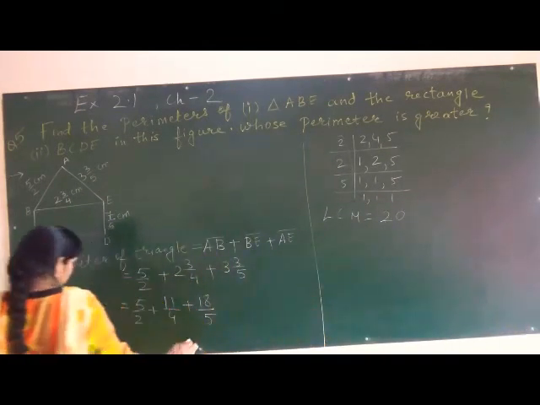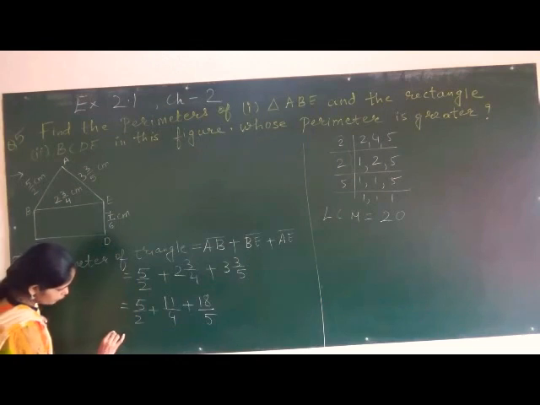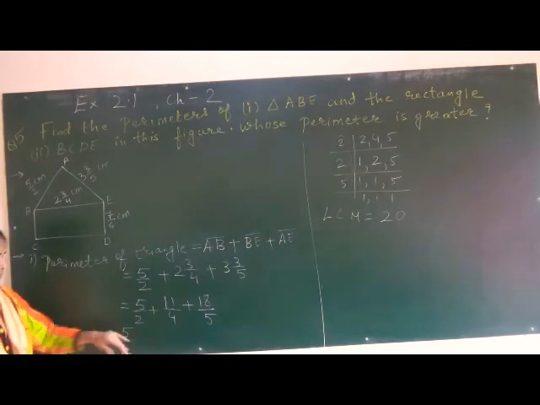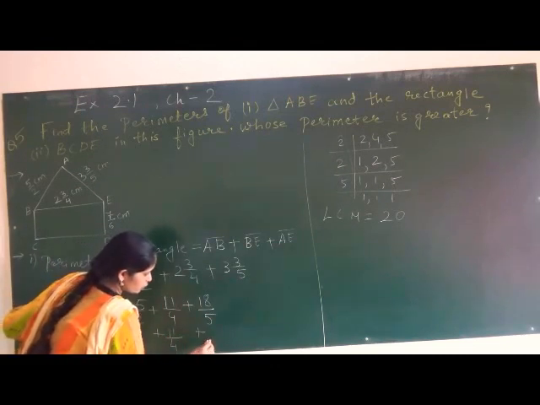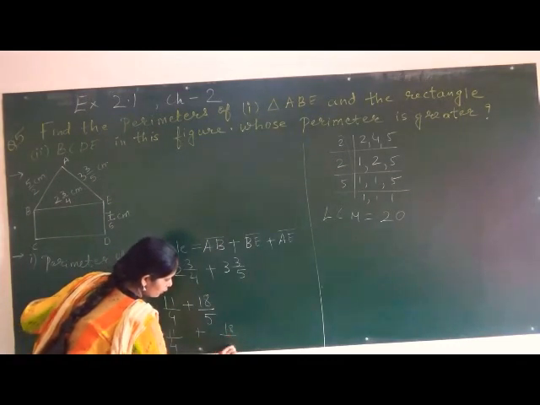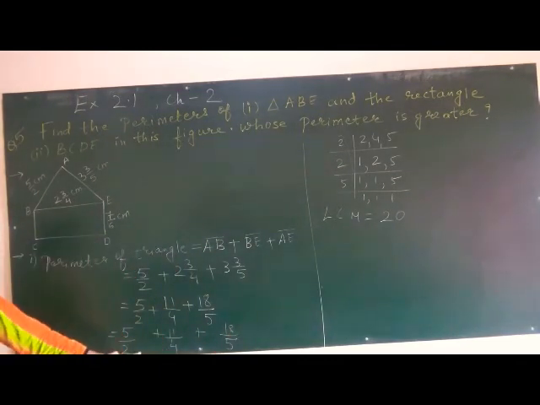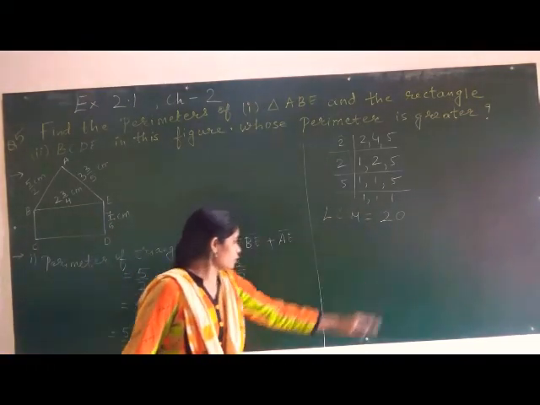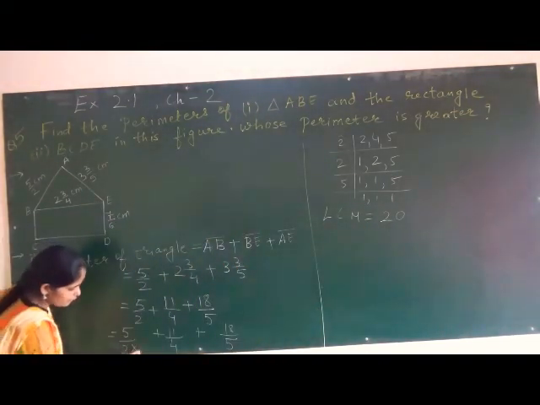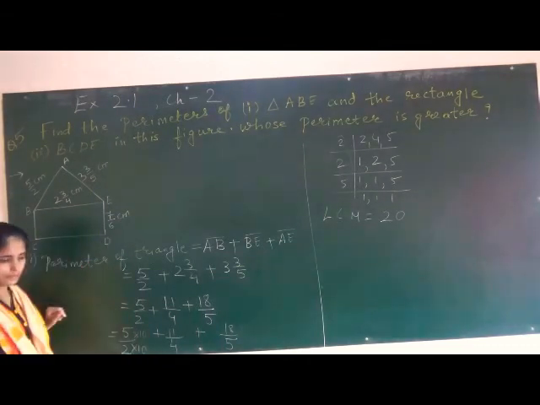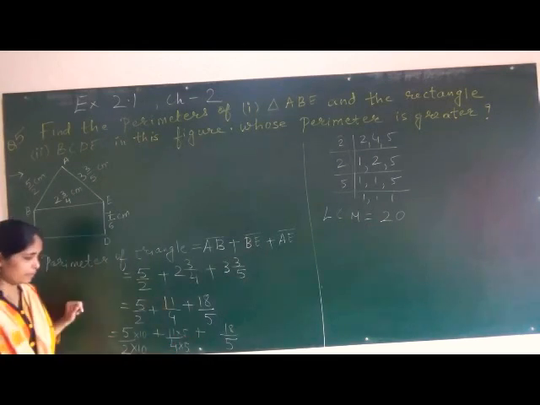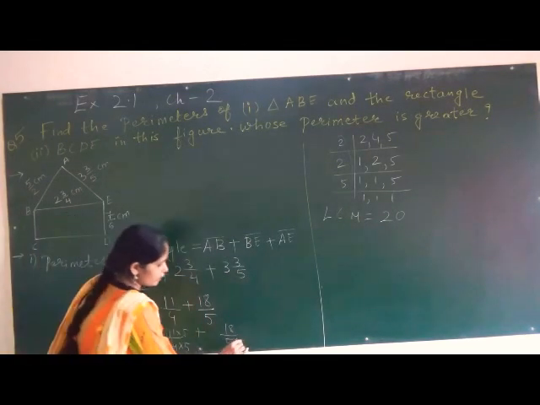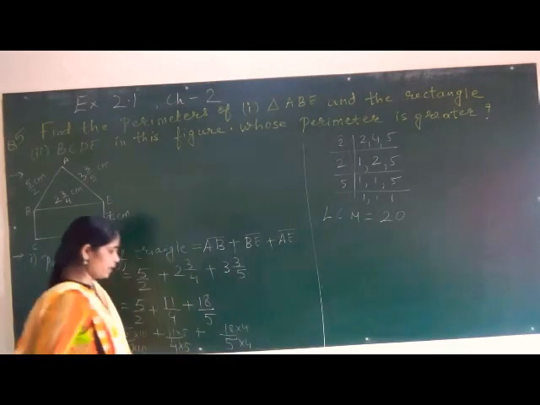So here in the denominator it should be 20. Our first fraction is 5 upon 2, second fraction is 11 upon 4 and third fraction is 18 upon 5. Now 2 how many will give you 20? We need to think. 2 tens are 20, so here we will multiply by 10. 4 fives are 20, so here we will multiply by 5. And 5 fours are 20, so here we will multiply by 4.